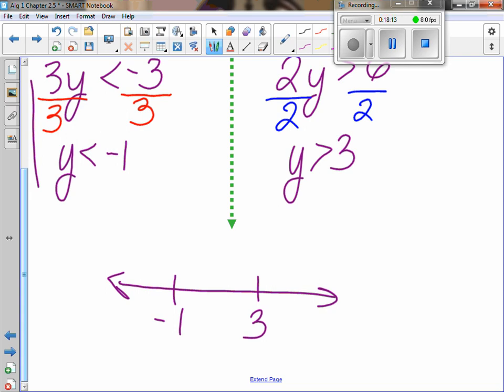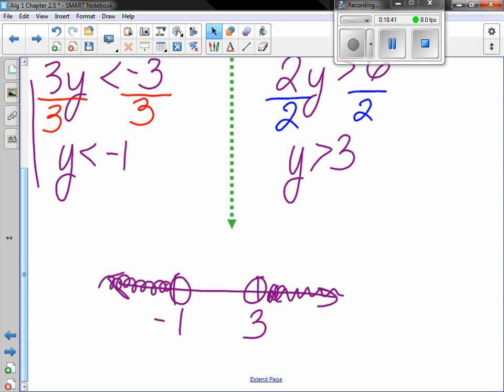Since we have an or statement, we're going to take both of those. We're going to take both of them. We take everything on an or statement. So the circle is going to be both open, both closed, one open, one closed, both open. So y is less than negative 1, so we shade to the left of negative 1. And we shade to the right of 3. And that's it.